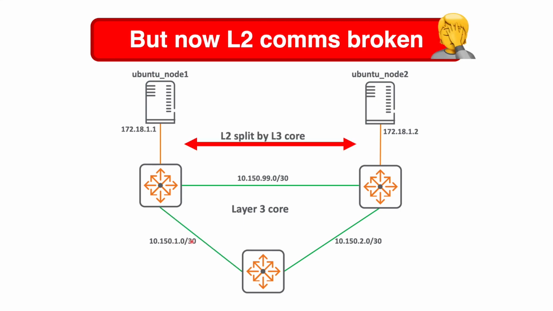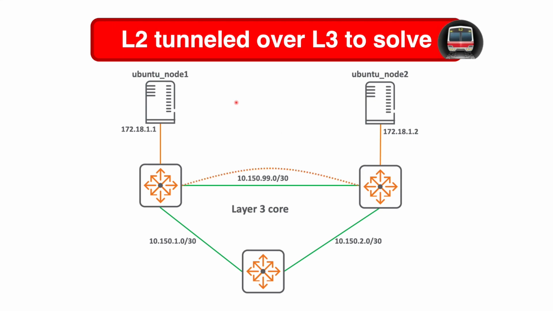But what's an obvious problem here is that the Ubuntu nodes here, our v4 nodes, they were in the same subnet. So our layer 2 has been split by the layer 3 core. So these nodes will not be able to ping each other anymore. We've broken the connectivity. And how to solve that? By introducing VXLAN, we can tunnel layer 2 over layer 3. So if you allow the switched frames from .1 to go over the layer 3 core to .2, and vice versa, you're going to restore connectivity.